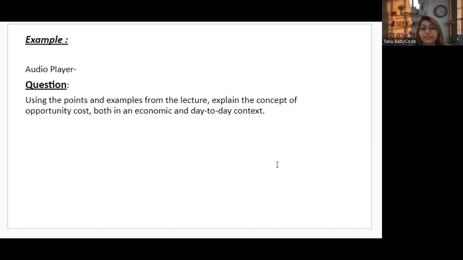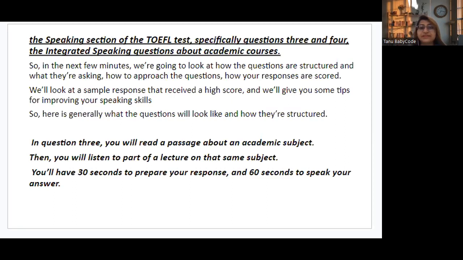Next is an example. So you will see an example where only audio will play, and then your question will arrive on the screen: using the points and example from the lecture, explain the concept of opportunity cost, both in an economic and day-to-day context, right? The speaking section of the TOEFL test, specifically questions 3 and 4 I'm talking about, are all about academic courses. The context is academic, right?